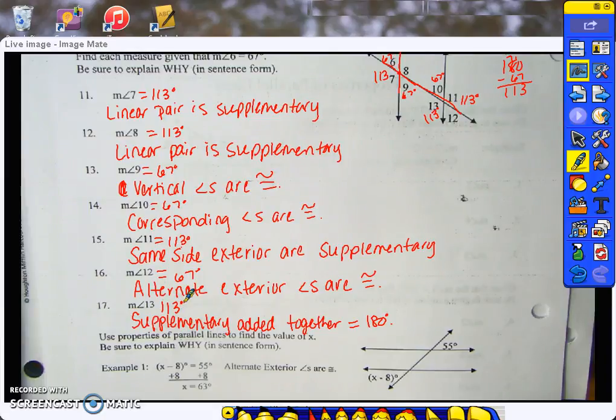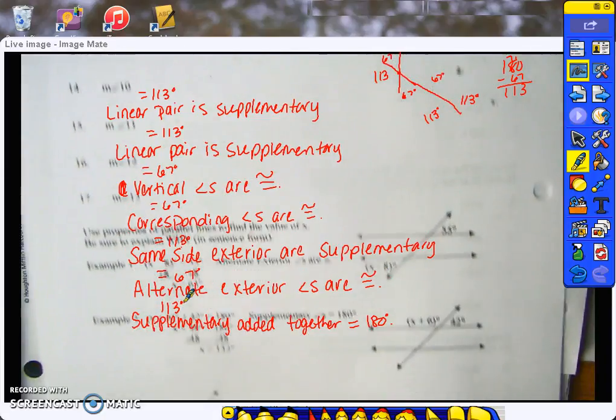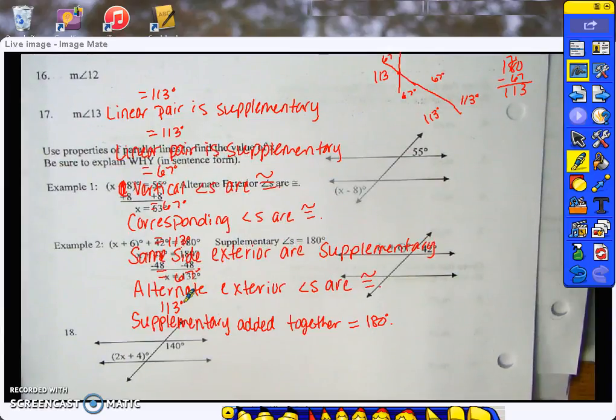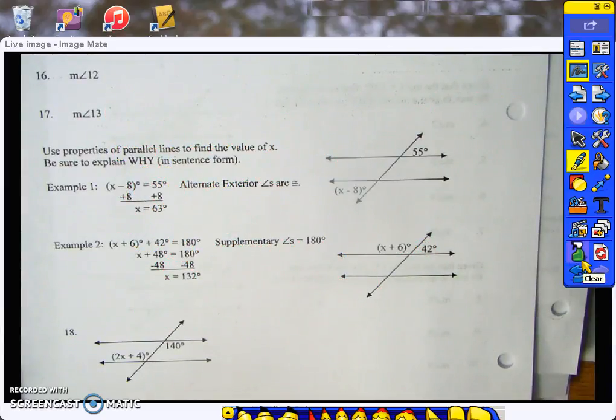Alright, and then you didn't have to do the bottom, but I am going to go over this. It says use properties of parallel lines cut by transversal to find the value of x. Be sure to explain why. So, for example, the relationship between these two are alternate exterior, which means that they're congruent. So we set them equal to each other. X minus 8 equals 55. We solve for x by adding 8 to both sides.